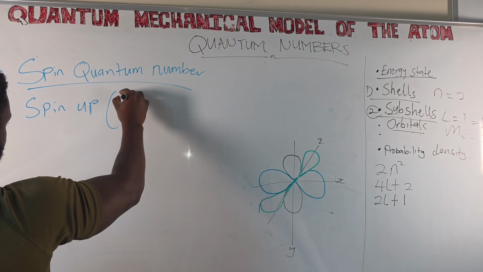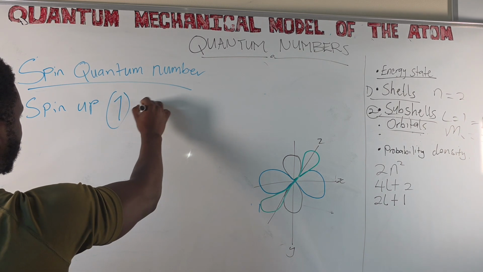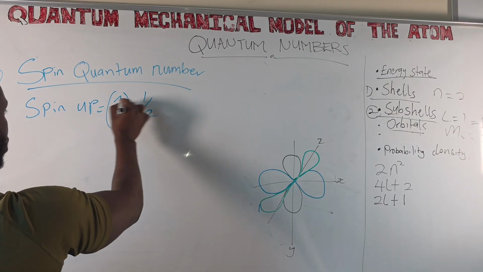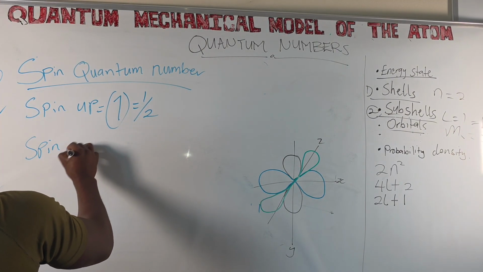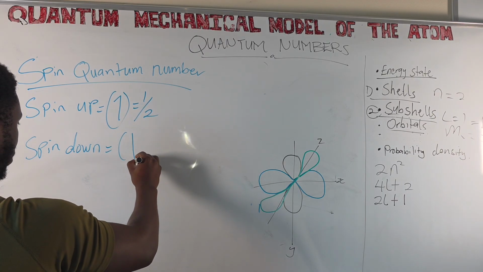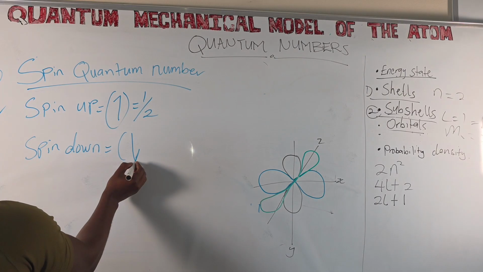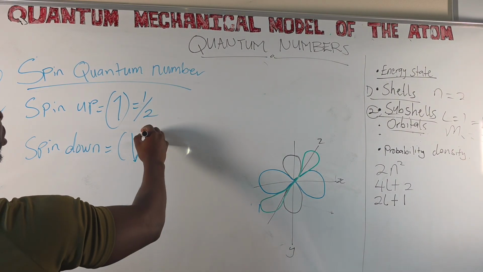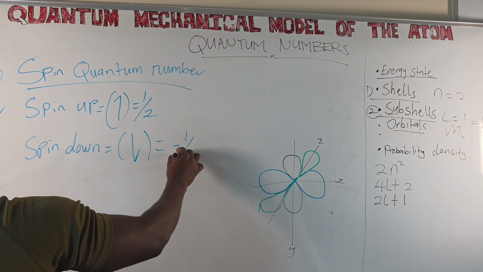So the spin quantum number is either spin up, which in some cases is demarcated by an up arrow, equal to positive half, or spin down, which is a down arrow, equal to negative half. If you're supposed to extend it, then it will be an arrow. This case is like half an arrow, and it equals negative half.